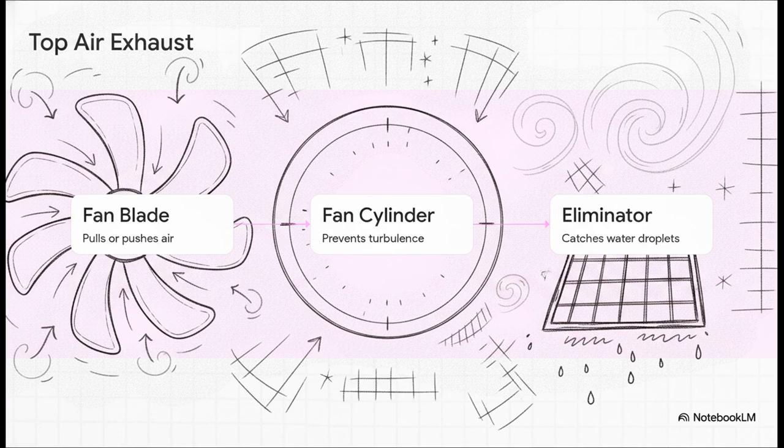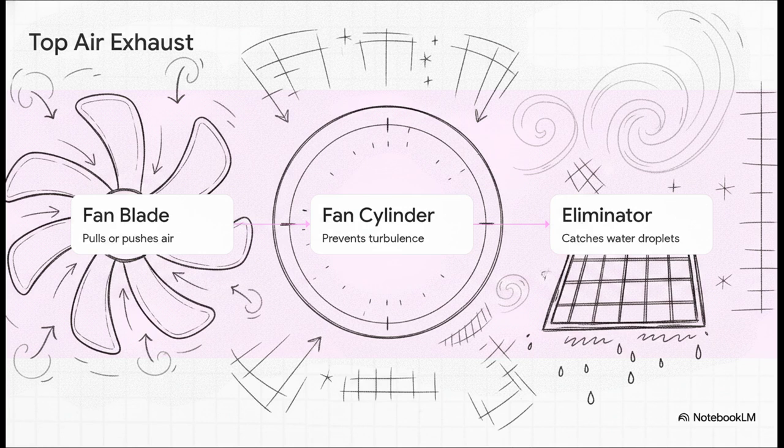To actually achieve that massive exhaust, there are 3 key mechanical steps happening at the summit. First up, the fan blade. It's often shaped kind of like an airplane wing to maximize efficiency, and it vigorously pulls or pushes the air. Second is the fan cylinder, which completely surrounds that fan. And get this, the clearance between the spinning fan tip and this cylinder has to be incredibly tight. We're literally talking millimeters here. Why? Because it prevents air leaks and crazy turbulence.